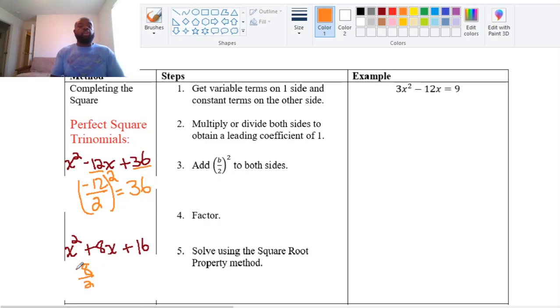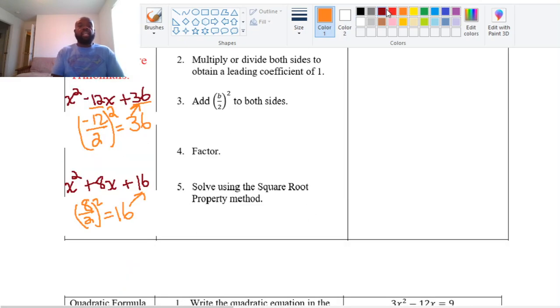8 divided by 2 is 4. If I square that, I'm going to get 16, which is sitting there, right? And so what happens with perfect square trinomials is that they are always in the form x squared plus bx plus (b over 2) quantity squared.